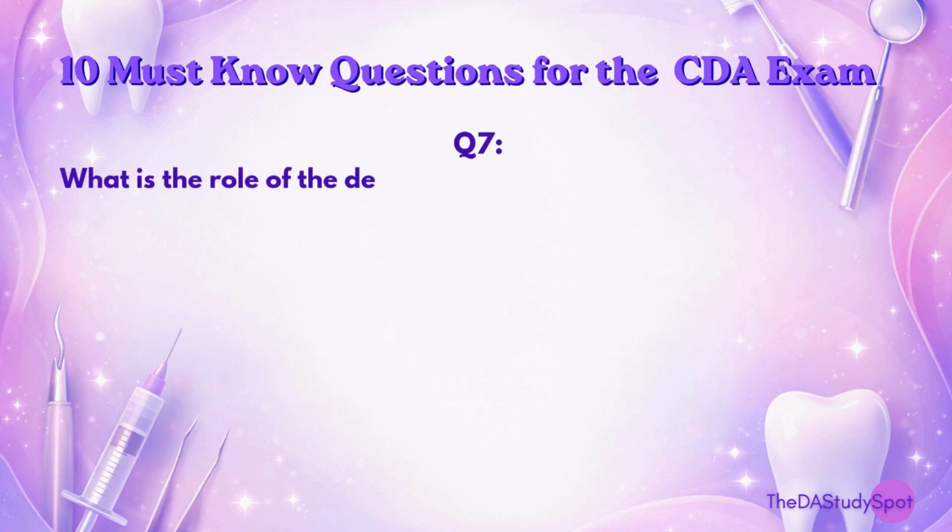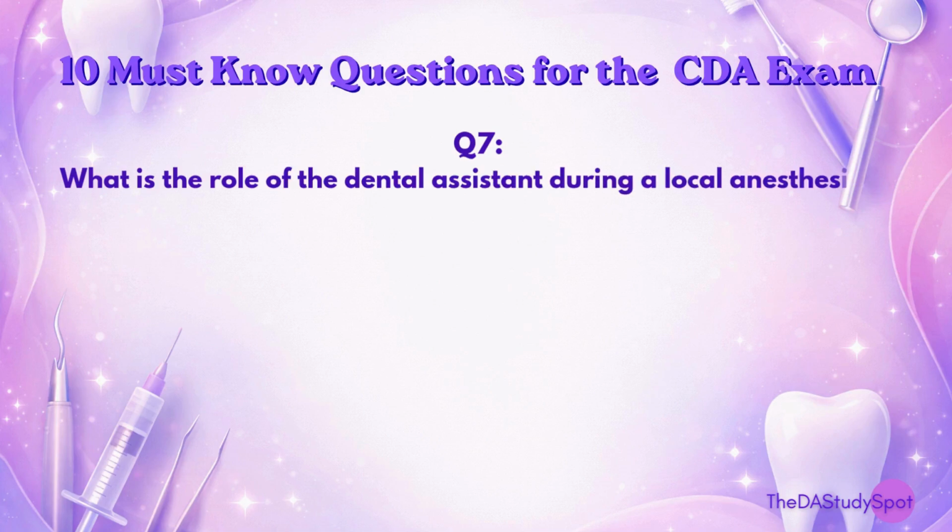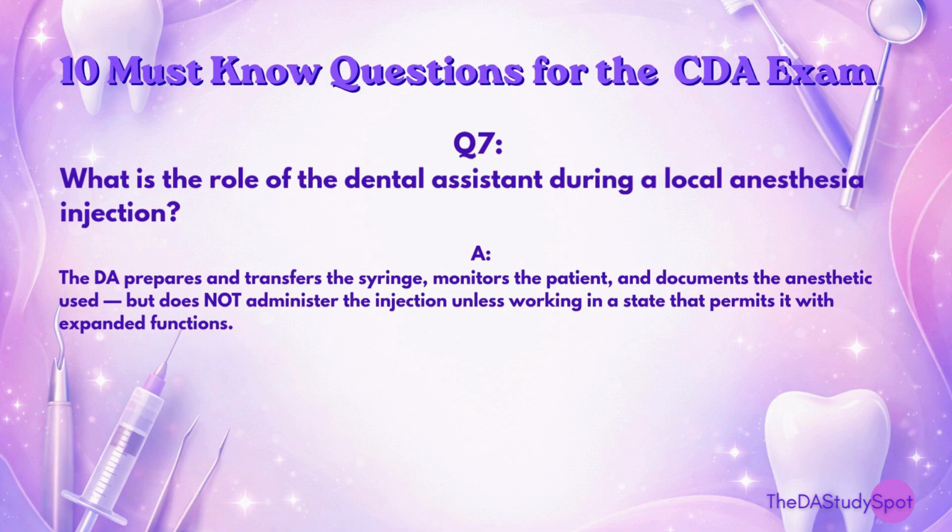Question 7. What is the role of the dental assistant during a local anesthesia injection? The answer, the DA prepares and transfers the syringe, monitors the patient, and documents the anesthetic used, but does not administer the injection unless working in a state that permits it with expanded functions.